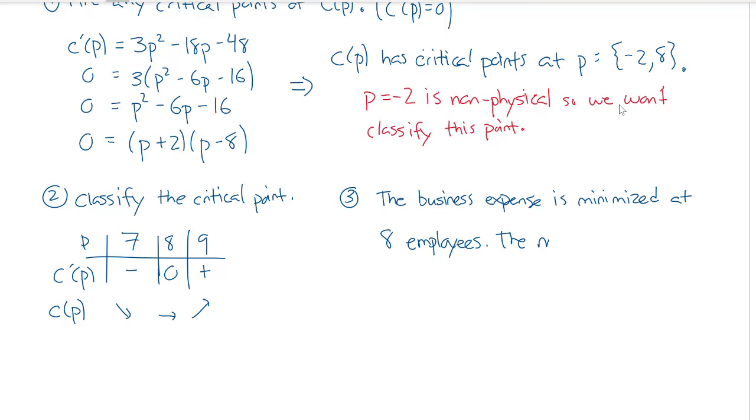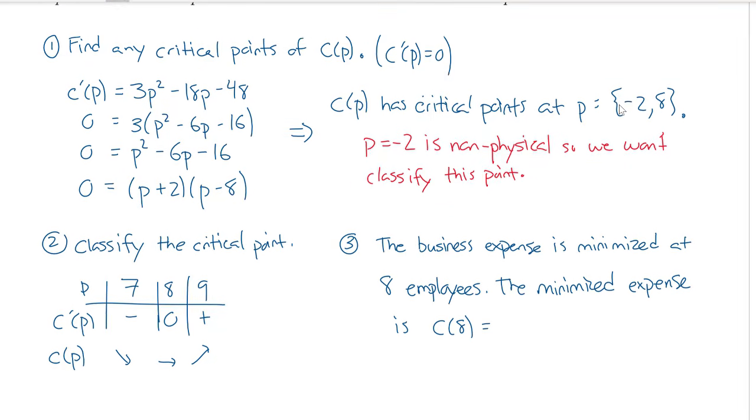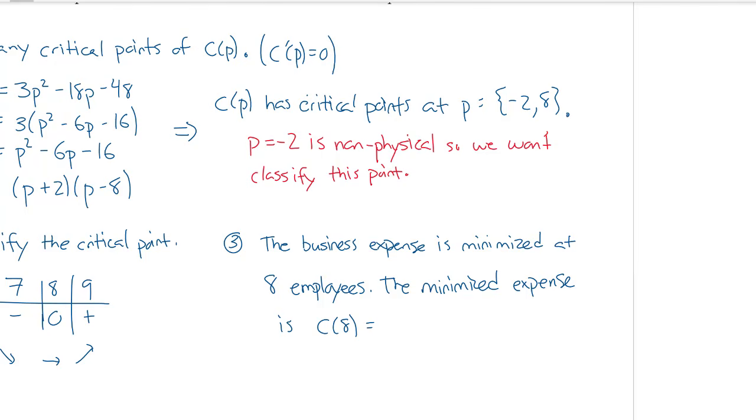And then the minimized expense is the second question. And so that is going to be the value of the function, because the function gives us the business expense. So the minimized expense will be the expense at 8. And so for this, we just need to plug it into our code. So go ahead and plug 8 into the original function, and you should get $104. All right. So that wraps up this problem.